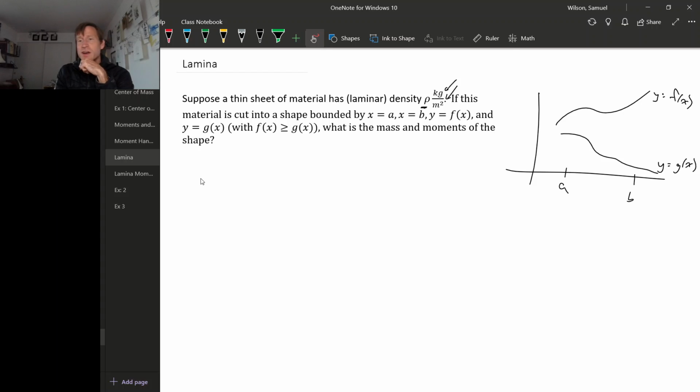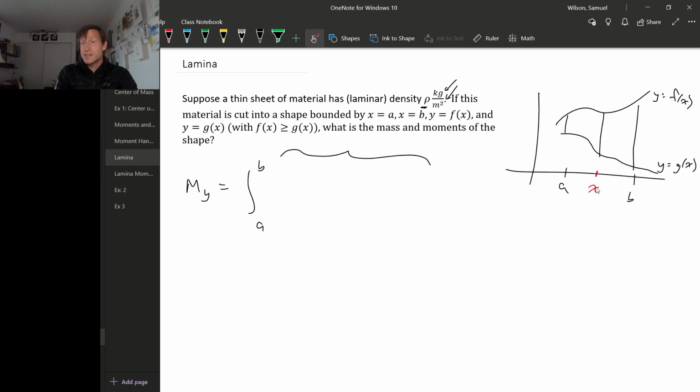Okay, so first let's find the moment about the y-axis. What we're going to do is very much like the handout, where we slice this into vertical pieces. Here's a typical vertical slice. We need to integrate the moments of each slice, so we're going to integrate from a to b, and now we just need to write down the moment about the y-axis of a single slice in here.